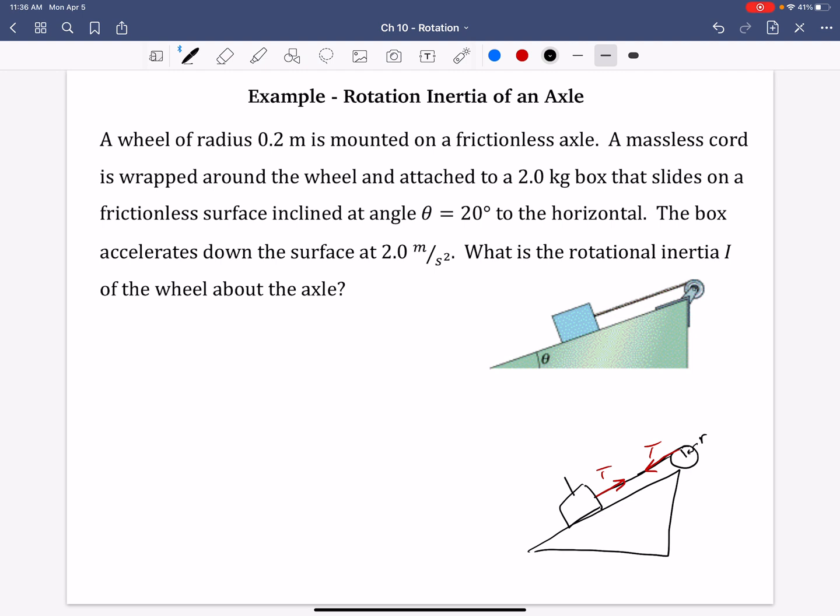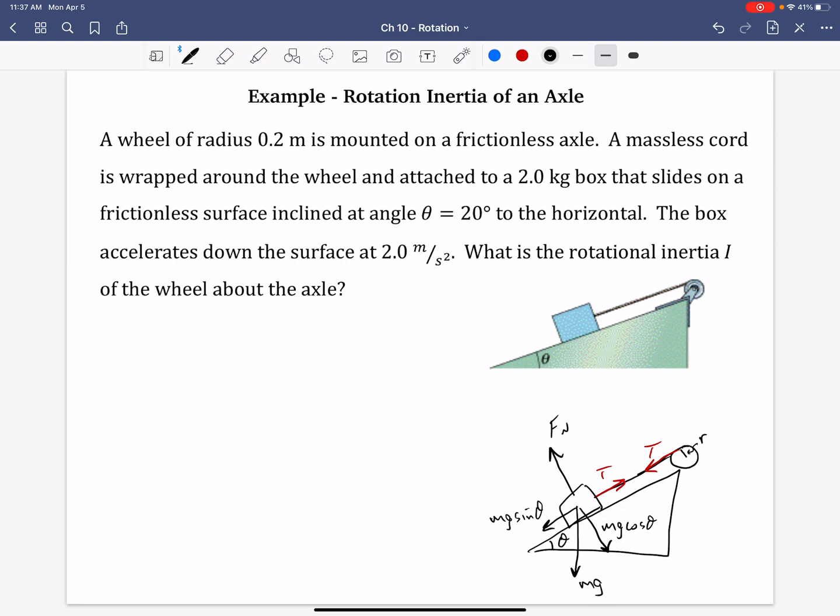We know there's a normal force and there's a gravitational force down. All right? So that's of some angle theta. And so we can write the forces as their components. This will be mg cosine. This will be mg sine. Okay.